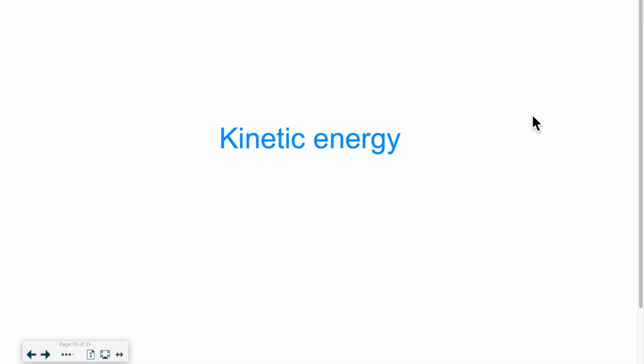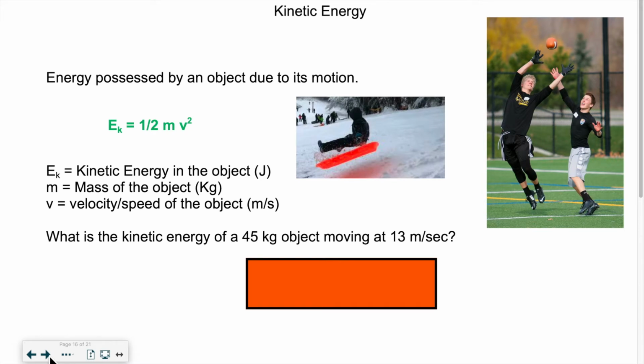In this lesson, we will be talking about kinetic energy. So it's pretty simple. What is kinetic energy? It's the energy that's involved when an object is in motion. So anything that's moving, whether it's a person or an object, requires energy to move. So that energy, we call it kinetic energy.